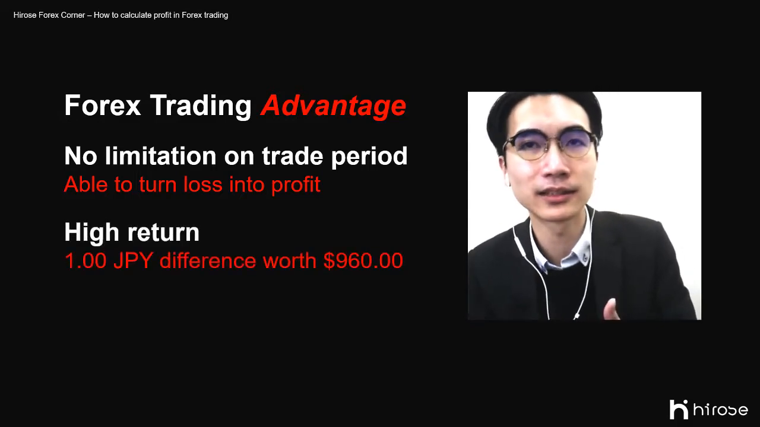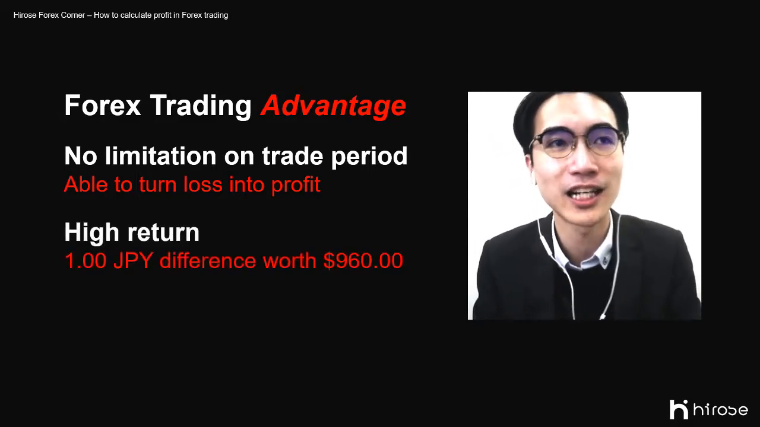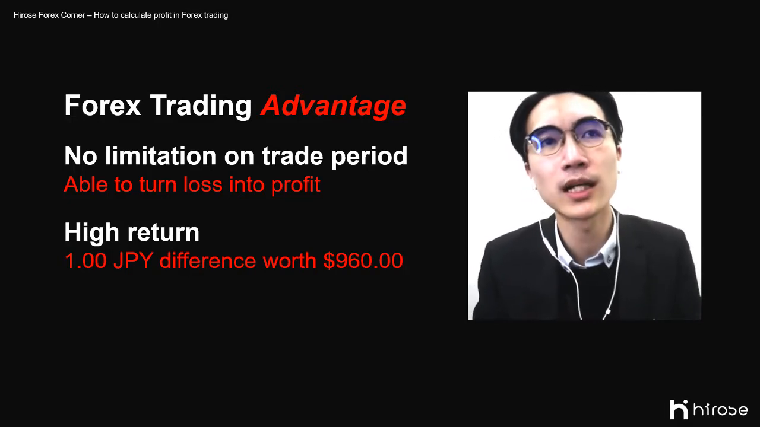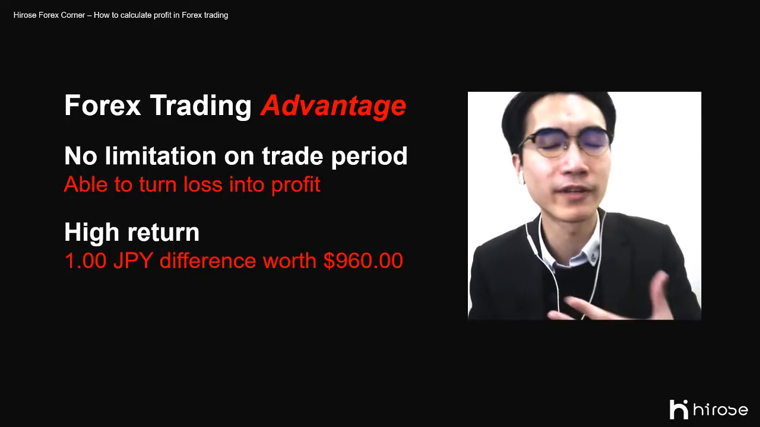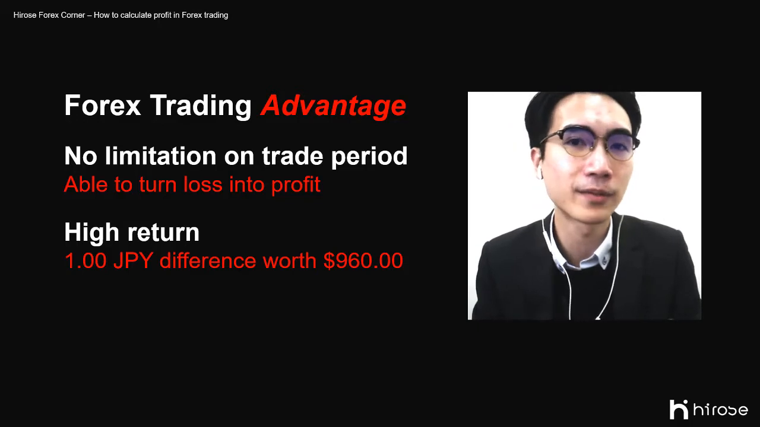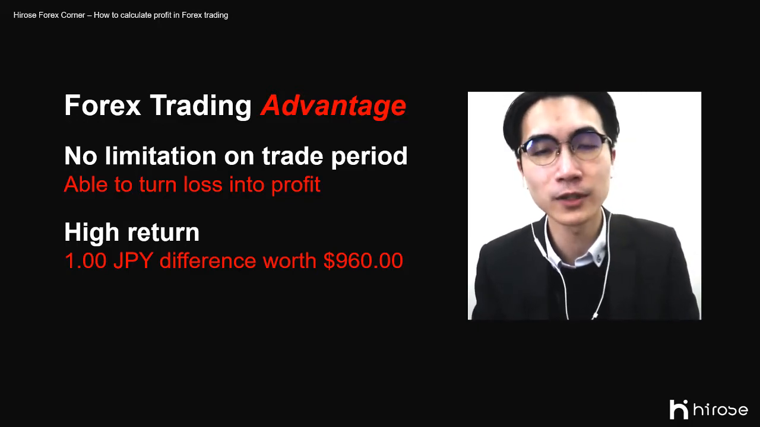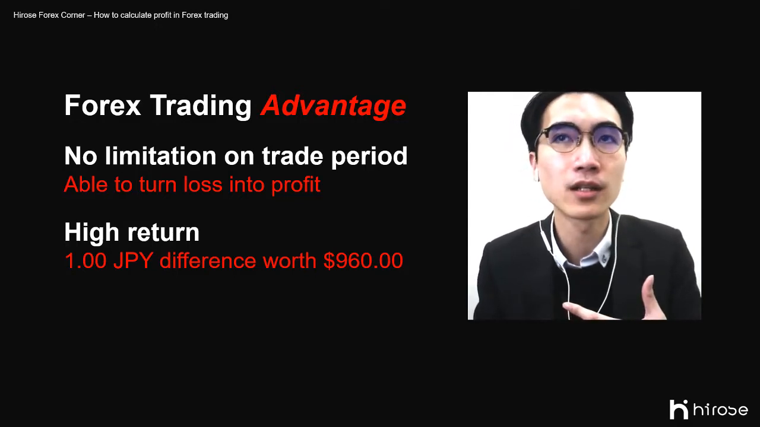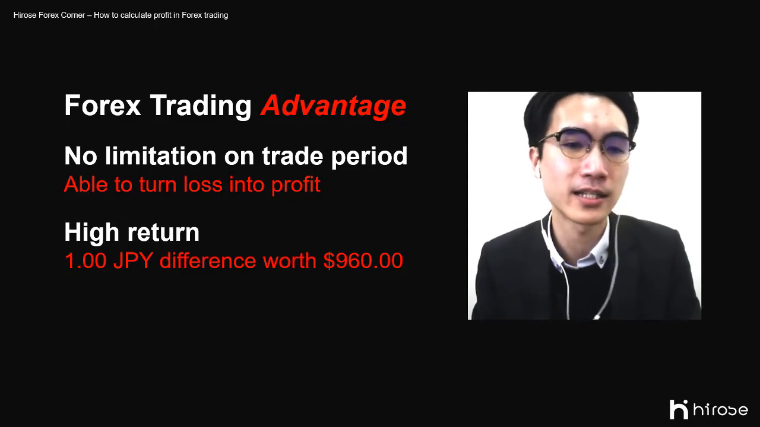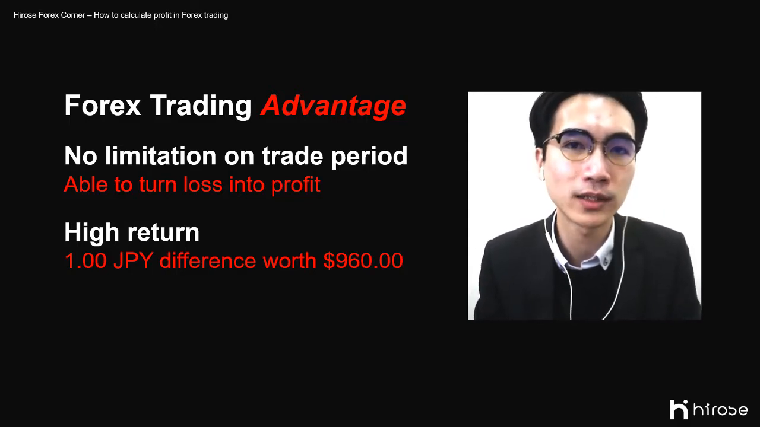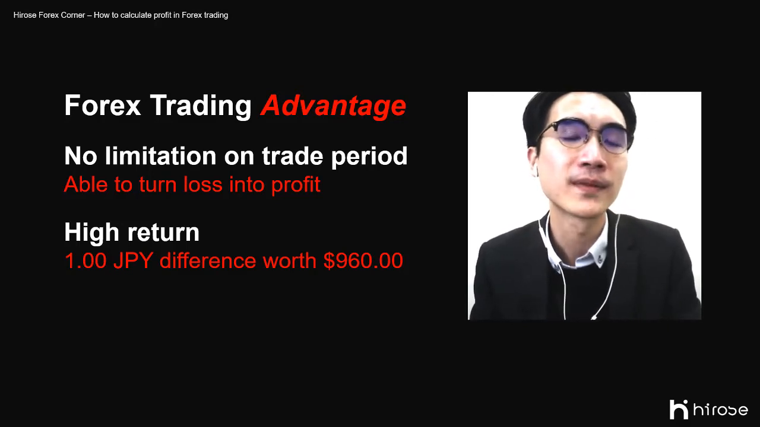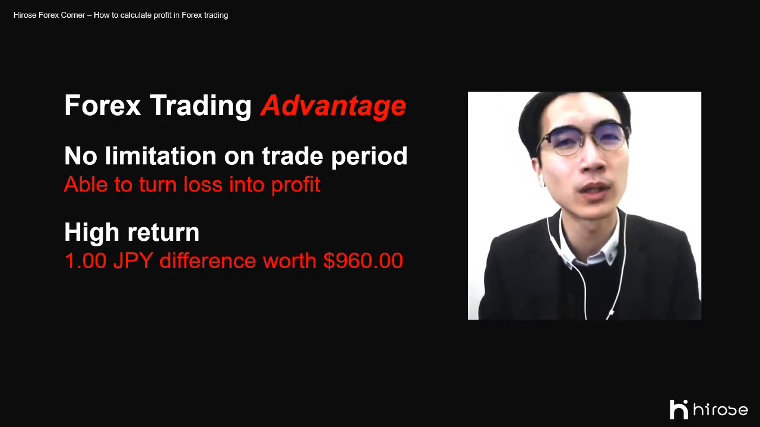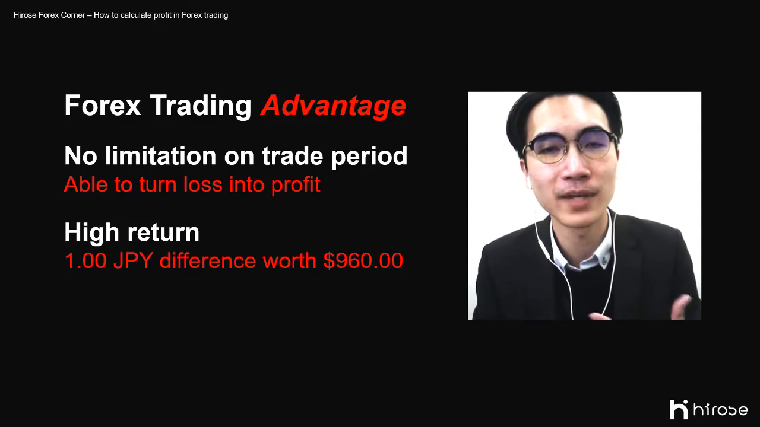The next advantage of forex trading is that the return is actually much higher than bond option. Remember what I said just now, if I trade the US dollar and Japanese yen, and the price difference is 1 yen, the profit I'm going to get is roughly around $960. For US dollar and Japanese yen, the price is likely to move 1 yen within 1 day, and that means within 1 day, the profit I'm going to get is a massive $960 if I traded one lot. So that's the advantage of forex trading.